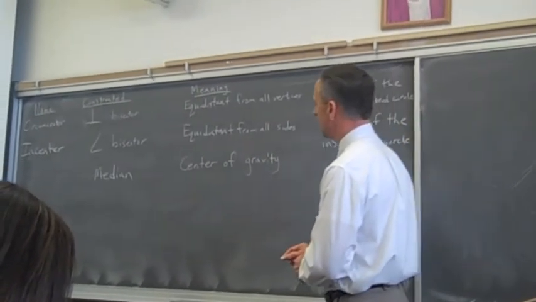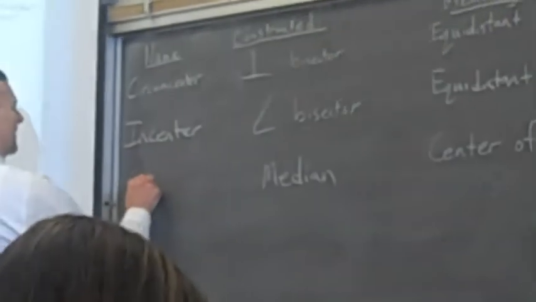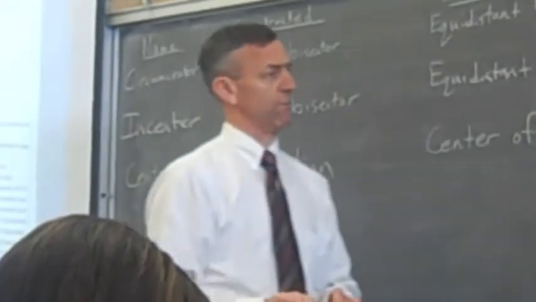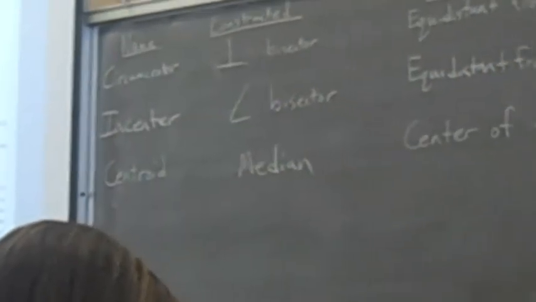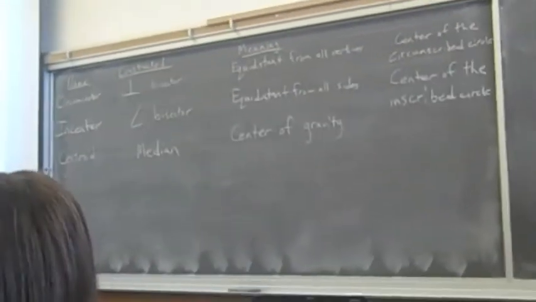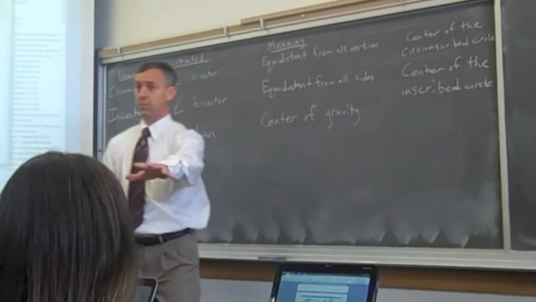What's the name of this one? It's the centroid. And there really aren't any circles associated with it. It's this balance idea. Okay, somebody else mentioned, what was the fourth one you had to do?